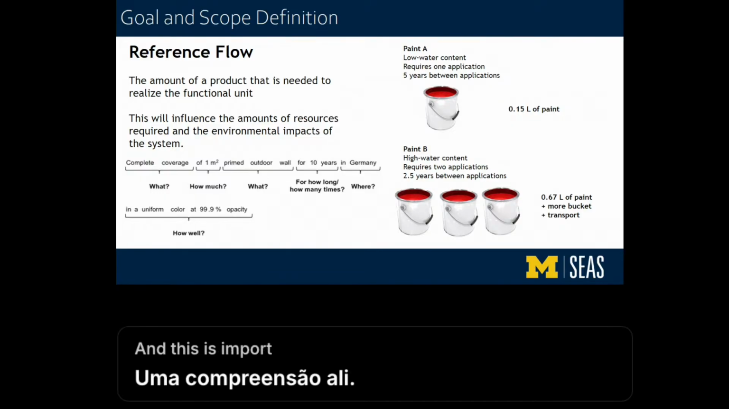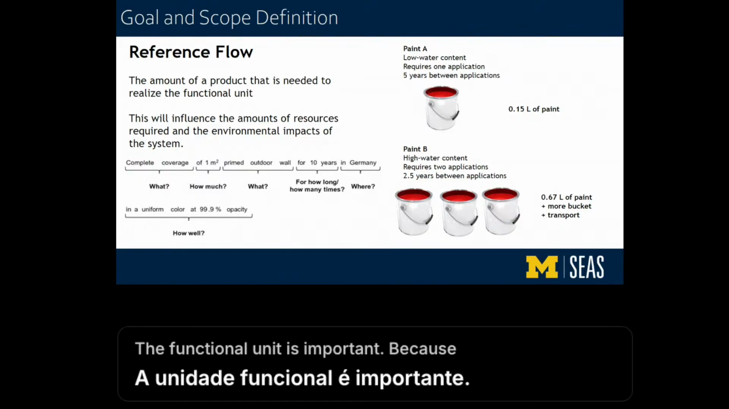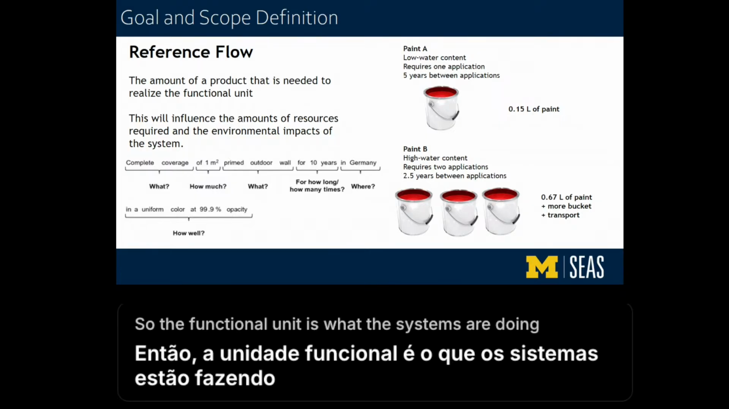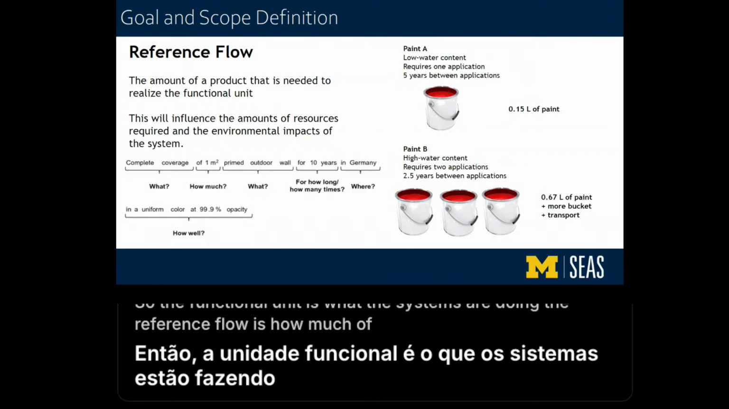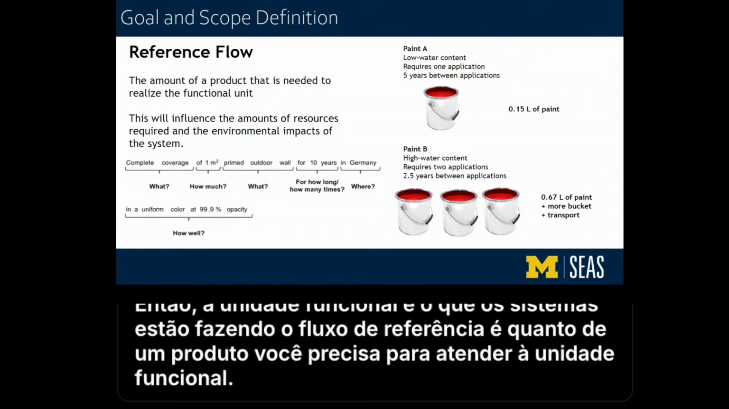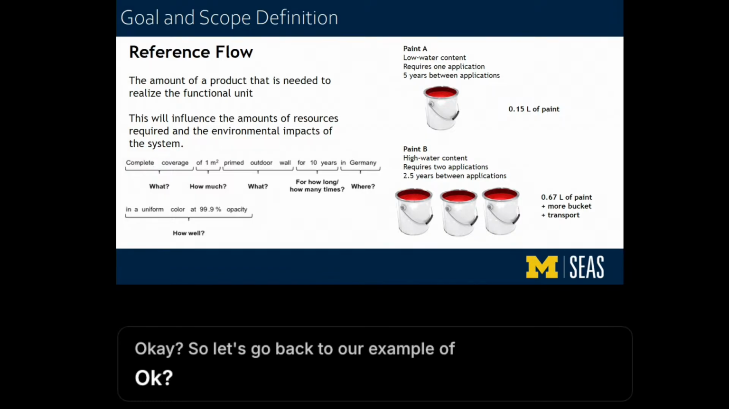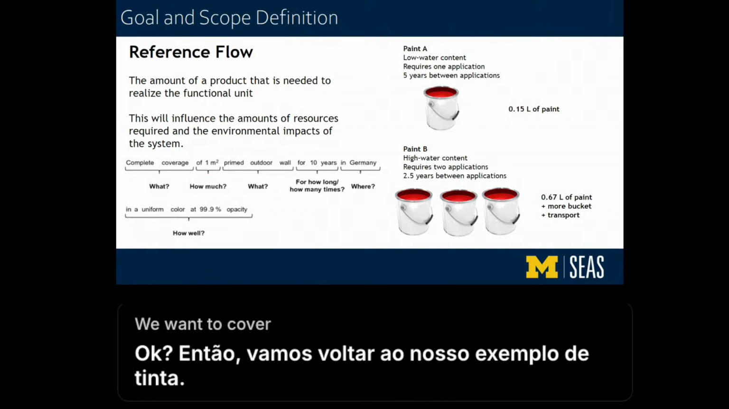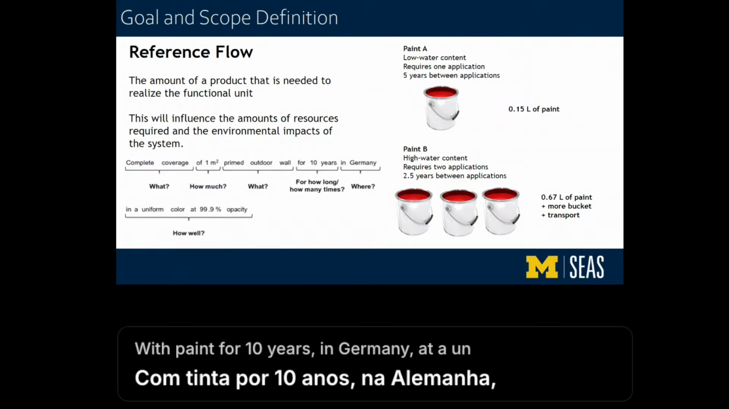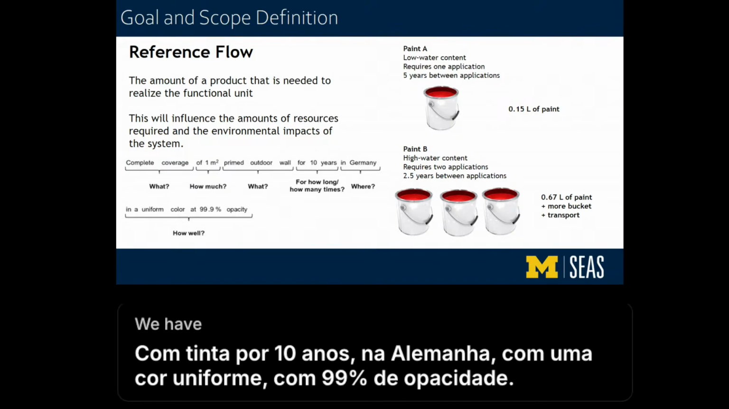The functional unit is important because it influences what we call the reference flow. So the functional unit is what the systems are doing. The reference flow is how much of a product you need to meet the functional unit. Okay? So let's go back to our example of paint. We want to cover 1 meter squared of wall with paint for 10 years in Germany at a uniform color at 99% opacity.